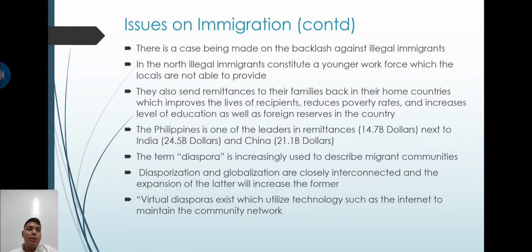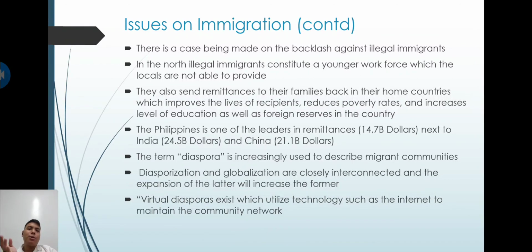Diasporization and globalization are closely interconnected, and the expansion of the latter will increase the former. In other words, if there is more globalization, there will be more diasporization. Virtual diasporas are often occurring, and they utilize technology such as the internet to maintain the community network. So when you say virtual diaspora, it is a virtual community of immigrants.